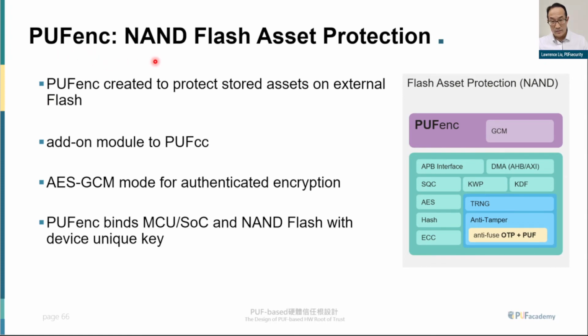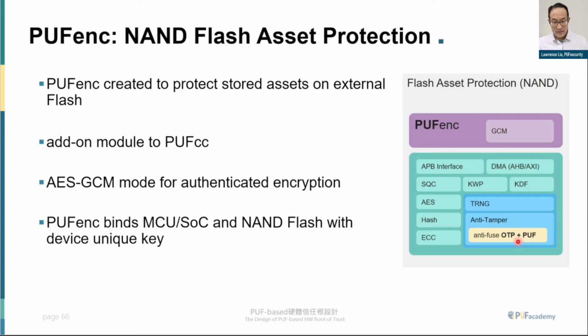PUFenc is made for NAND flash asset protection stored on the NAND flash. So this doesn't include the NAND flash. This is just an add-on module to PUFcc, which is here. And PUFenc adds an AES GCM cipher engine, which supports authenticated encryption and decryption for asset protection and tampering detection. And this binds the MCU and external flash with a device unique key. The device unique key, of course, is derived from the PUFrt root of trust embedded inside PUFcc.